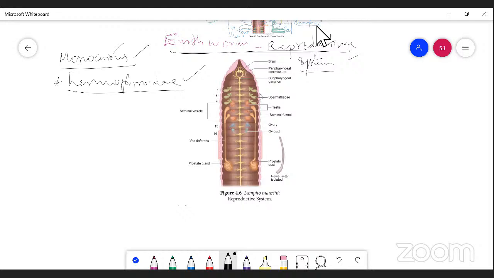Male and female reproductive organs are present in a single animal, but it cannot undergo self-fertilization. It always makes cross-fertilization. Self-fertilization is not possible in the earthworm.